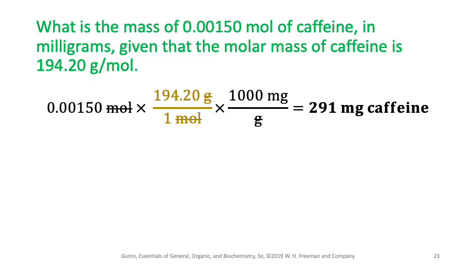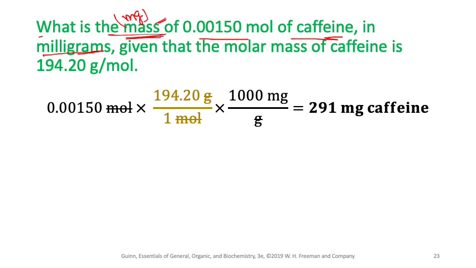Let's do one more problem on the same concept. It says, what's the mass, so that means you'll have to find the answer in grams, right? What's the mass of 0.00150 moles of caffeine in milligrams? So that means your answer has to be in milligrams, not in grams. Let me erase this one. Your answer has to be in milligrams, right?